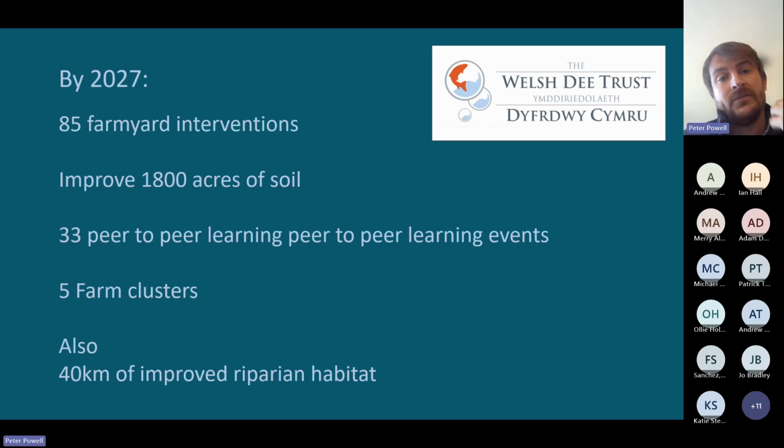So we have a 5-year strategy at Welsh Dee Trust with targets that we want to achieve by 2027. Our target is to help essentially 85 farms fix their farmyards. We want to try and help improve 1,800 acres of soil. We want to lead on 33 peer-to-peer learning events. And we want to set up 5 farm clusters around specific tributaries where we know there's an issue, so that those farms can work together to try and tackle the problem.